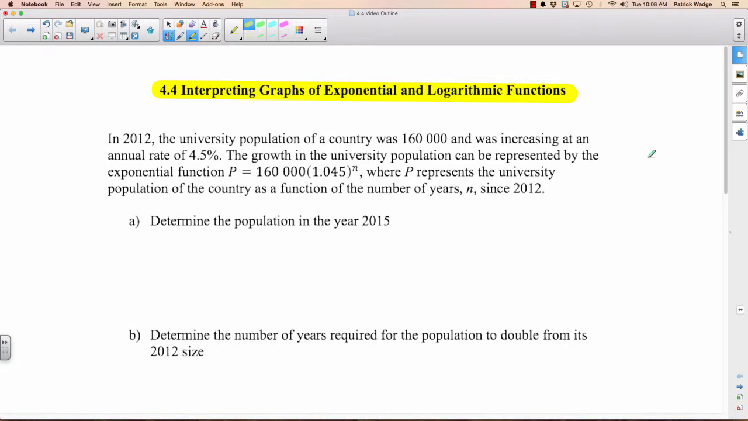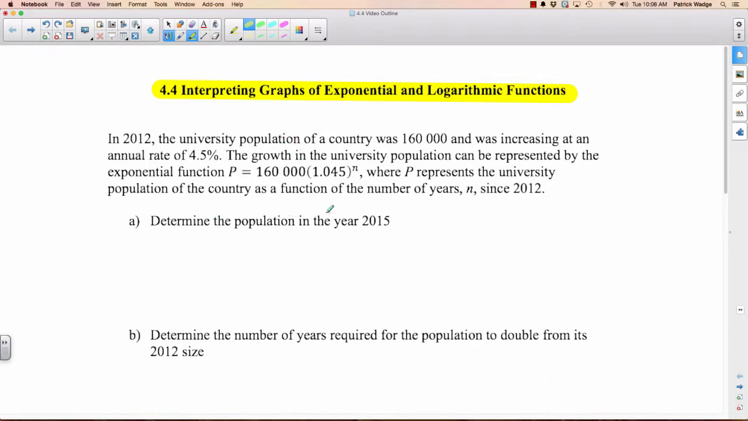Alright, the first question. In 2012, the university population of a country was 160,000. So I guess there's 160,000 people in the country who are attending university at that time. And it was increasing at an annual rate of 4.5%. The growth in the university population can be represented by the exponential function p equals 160,000 times 1.045 raised to the n exponent, where p represents the university population of the country as a function of the number of years n since 2012. Okay, so this is quite a mouthful, this question here.